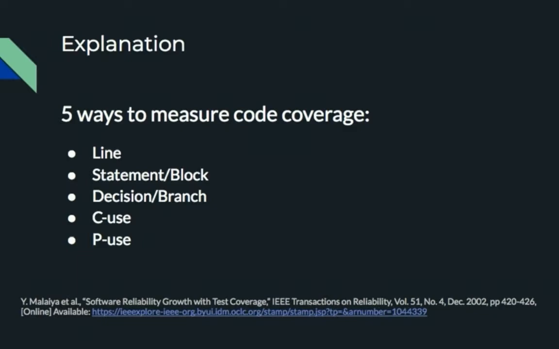The P in PUse stands for predicate. A predicate is a statement that resolves to either true or false. A PUse is similar to a CUse in that it is a pair of 2 points in the program. First, when the variable is declared or modified. Second, when that variable is used in a predicate. PUse coverage is the percentage of PUses with an associated test.